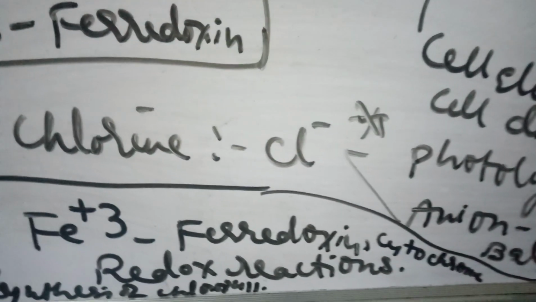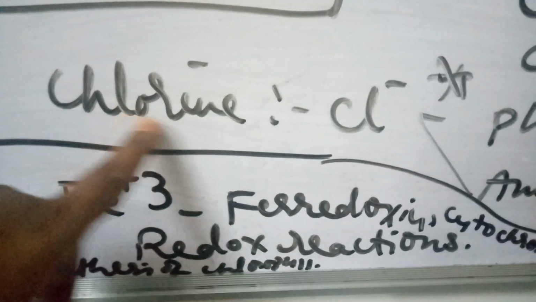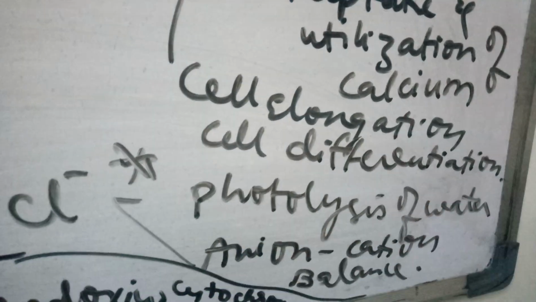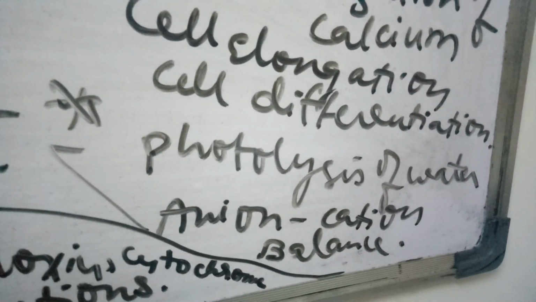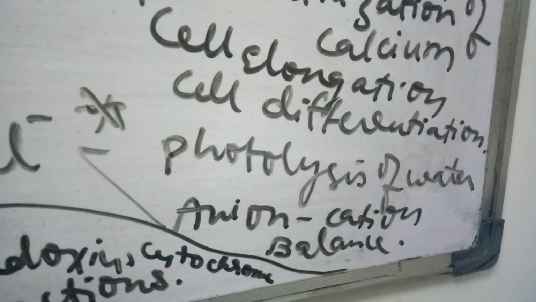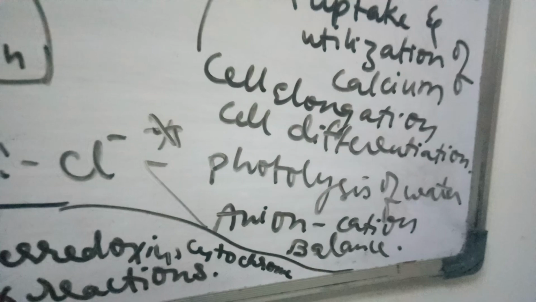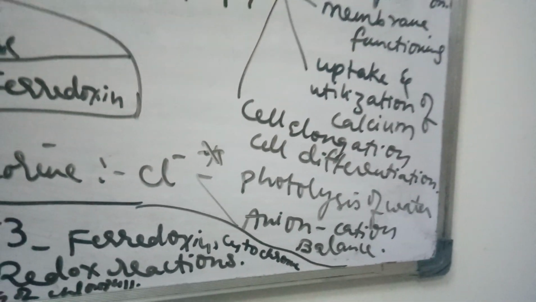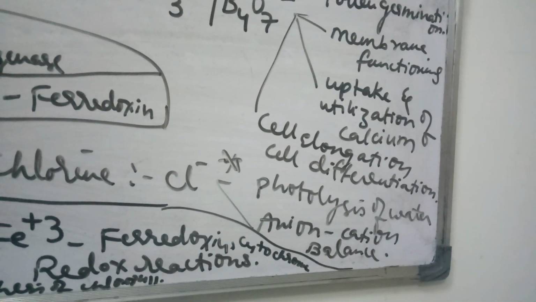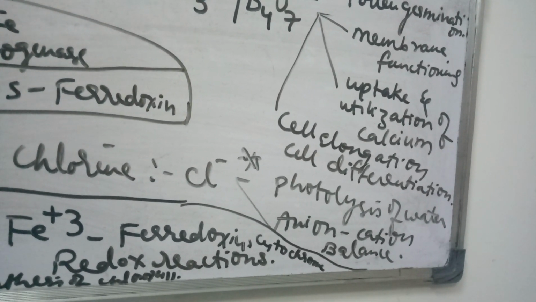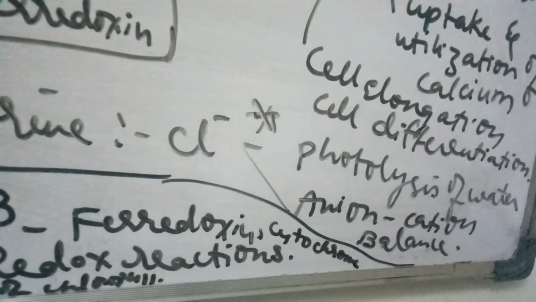Coming to the next element, chlorine. Chlorine is absorbed in the form of Cl-. Chlorine also plays an important role in photolysis of water. Already we discussed photolysis of water in macronutrients. Remember, calcium plays an important role in photolysis of water. In the calcium section, you wrote that calcium plays an important role in photolysis of water. So along with calcium, one micronutrient is also involved, that is chlorine.